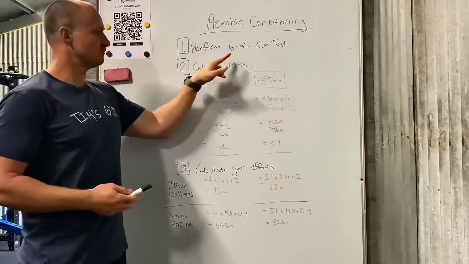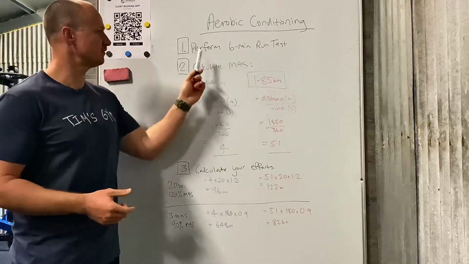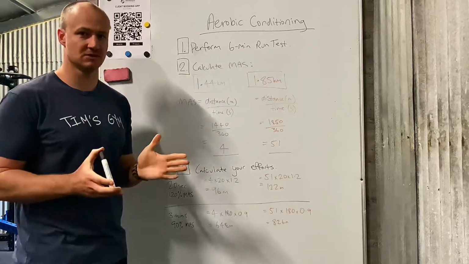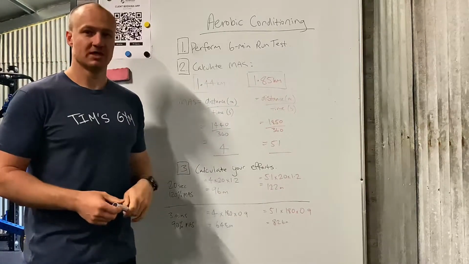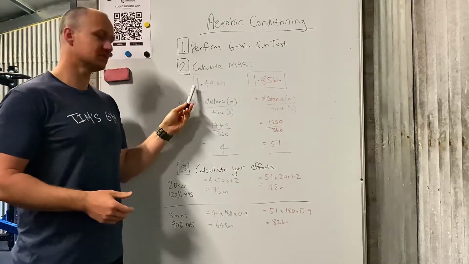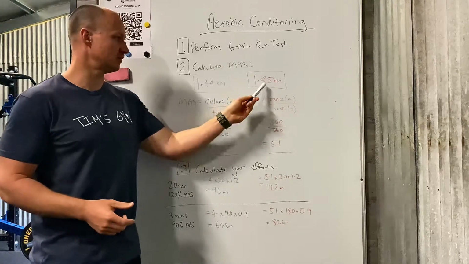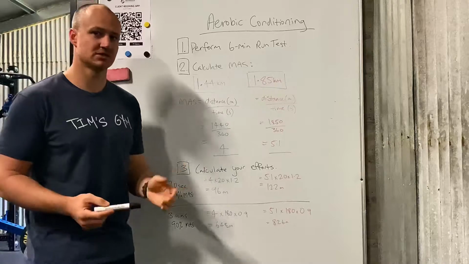First of all, we need to perform a 6-minute run test. Once we've got that number, you need to record the distance that you can run in those 6 minutes. From there, we can calculate your individual MAS. I've got a couple of examples here. In the blue, we've got someone that ran 1.44 kilometers, and in the red, someone that ran 1.85 kilometers in that 6-minute run test.